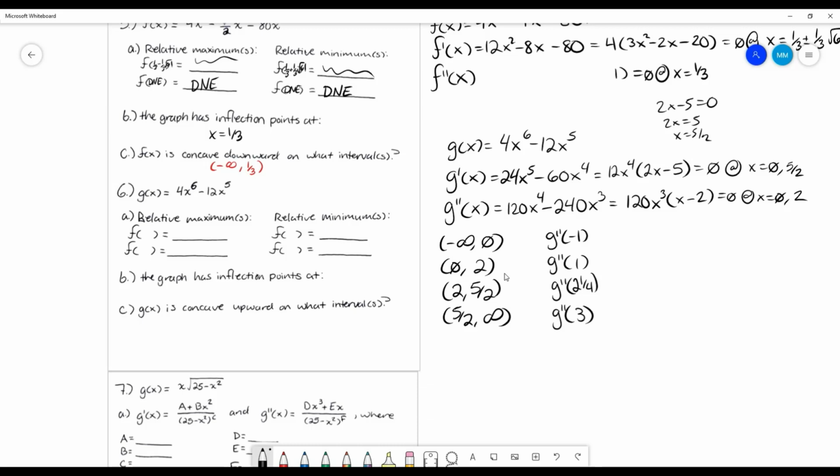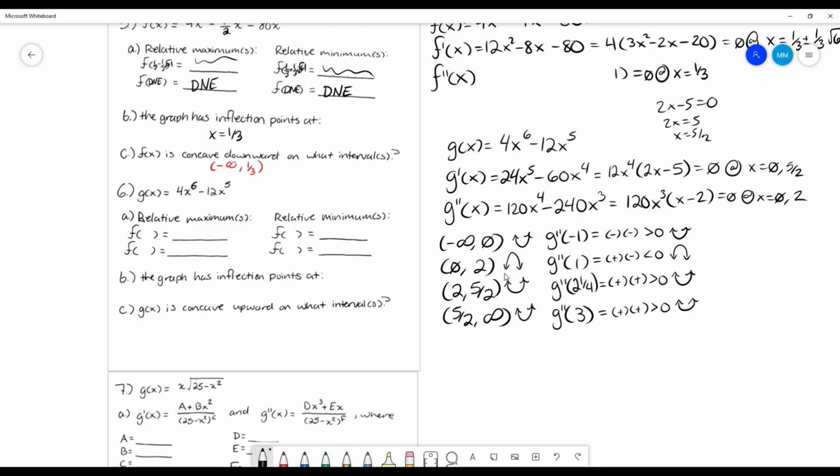Okay, so if I plug in a -1 into my second derivative up here, that's going to be a negative on the outside and a negative on the inside, which is a positive, which is greater than 0. It's concave up. Plug in a 1, and I've got a positive and a negative, less than 0. Concave down. Plug in my 2.25, that's going to be positive and positive. And plug in my 3, which is positive and positive.